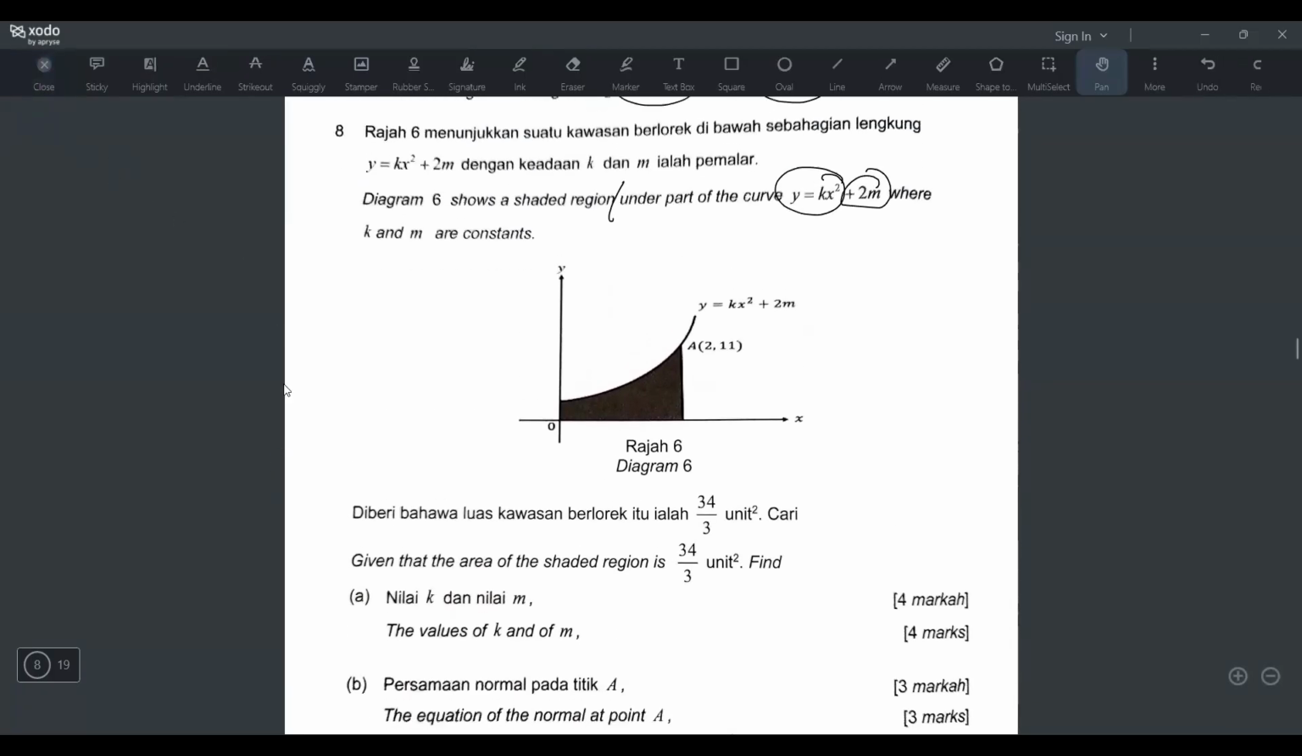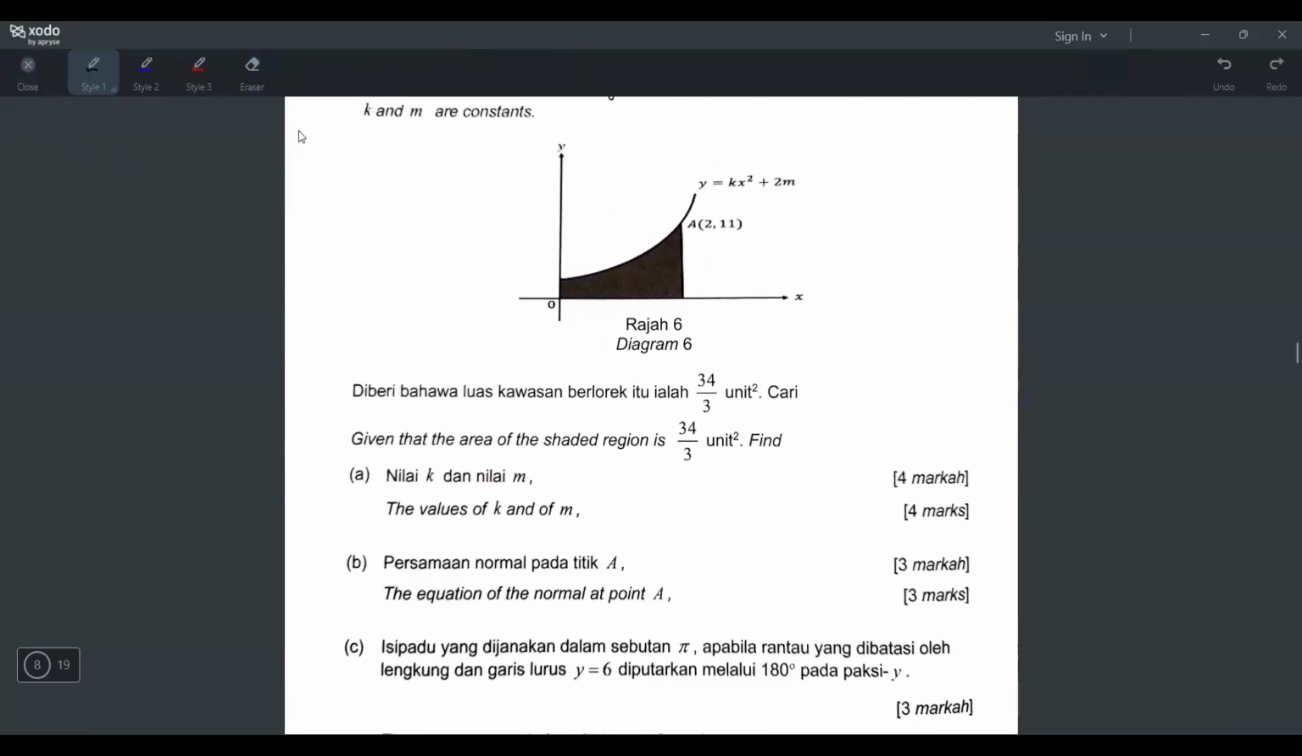Oh, this one is information. So I think this is very useful. So I should write this down. Area of shaded region equals 34/3. Okay. Question A, find the values of k and m. All right. I see there's a point here, (2, 11). It means here is 2, and when you draw a line like this it will be 11. And they want to find k and m, right? Okay, so I think the method is by using area, by using this information. Using the integration method to find the area and then equate it to 34/3.